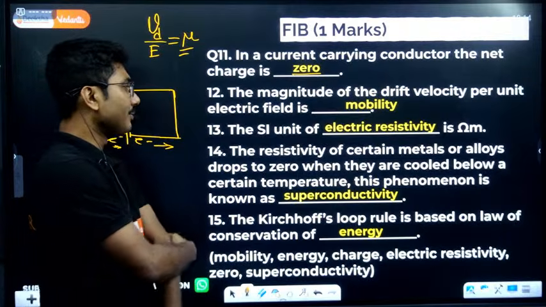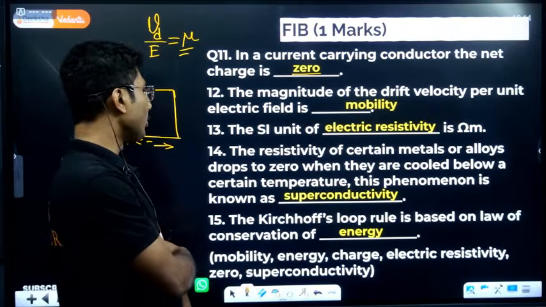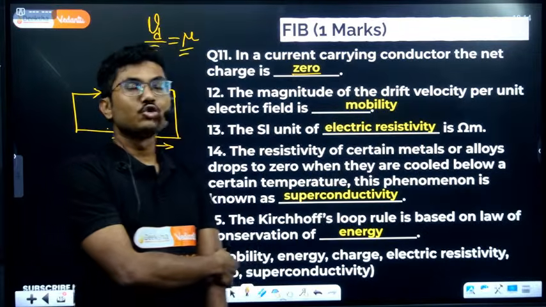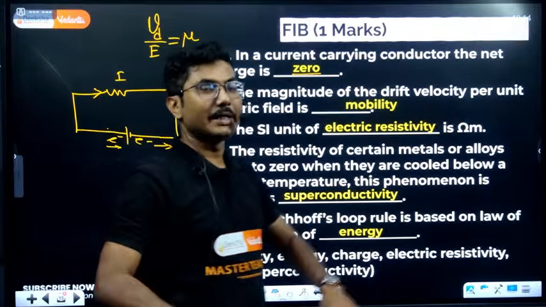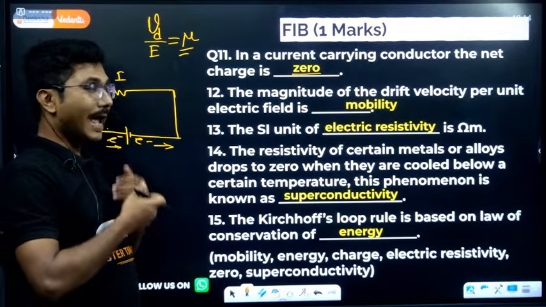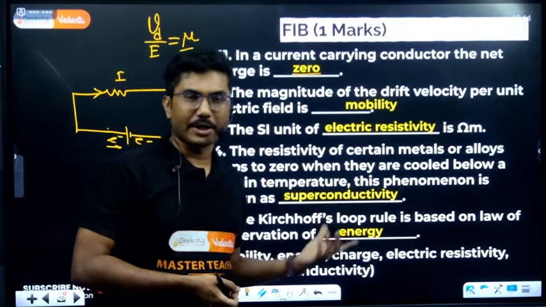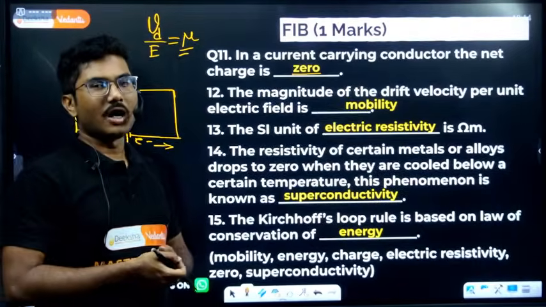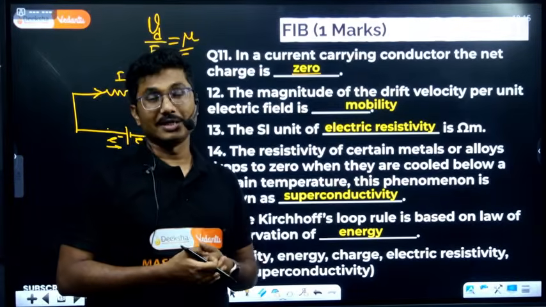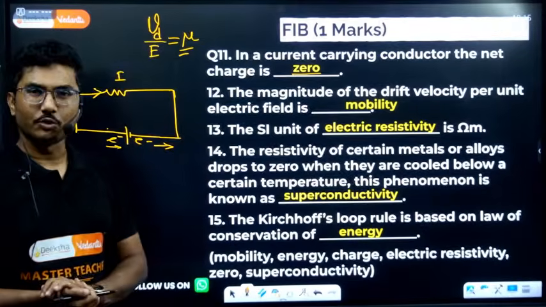Okay, the resistivity of certain metals or alloys drops to 0 when they are cooled below a certain temperature. This phenomenon is known as superconductivity. So when you decrease the temperature toward absolute 0, the resistivity of certain metals actually becomes 0. That means it is a perfect conductor, and those conductors are called superconductors. This is a very new branch of physics where a lot of research is being done. If you study physics or advanced electrical engineering, maybe you will do a lot more research on superconductivity.